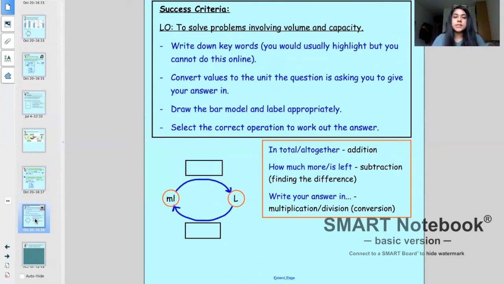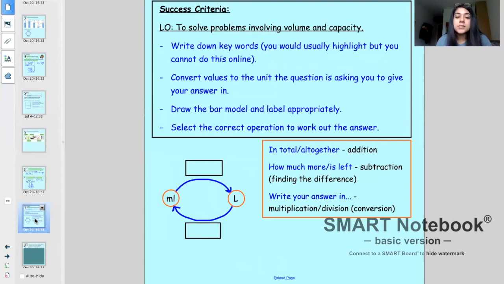So the success criteria to be successful in solving problems involving volume and capacity, you will need to do the following. Write down keywords. So you would usually highlight, but you can't do this online, so I'd like you to write down the keywords. Convert your values to the unit the question is asking you to give your answer in. So always convert first. It will make things a lot easier for you. Then draw your bar model and label it appropriately. So what's your whole, what's the parts, etc., and what are you finding out?